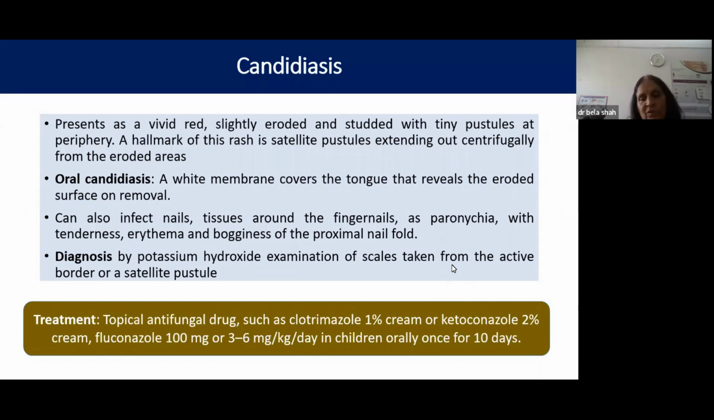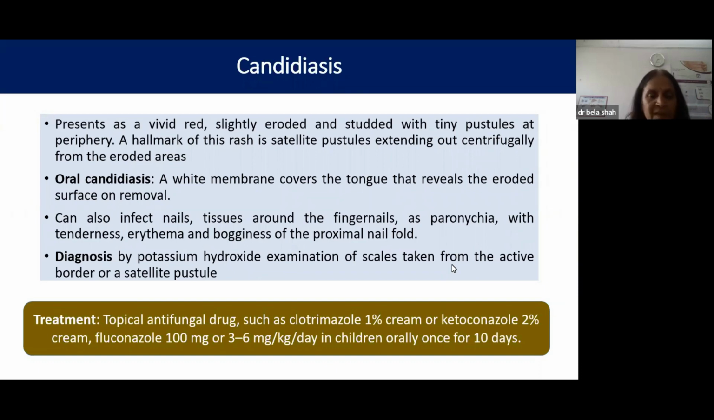And how do we diagnose? We just take a smear and put it under 10% potassium hydroxide, and we can see the fungi which will show a potato-tuber appearance. Candida is a saprophyte. The pathogenic form will show tuber formation. Otherwise, it is a commensal in the oral cavity.